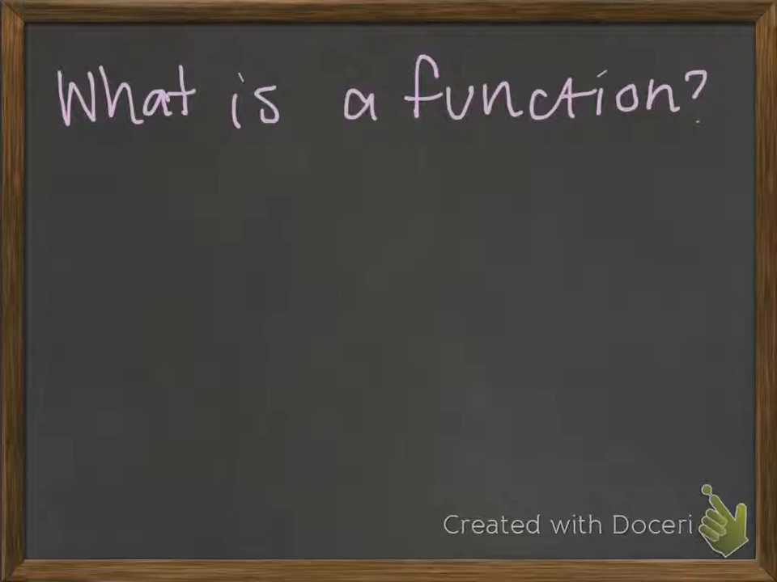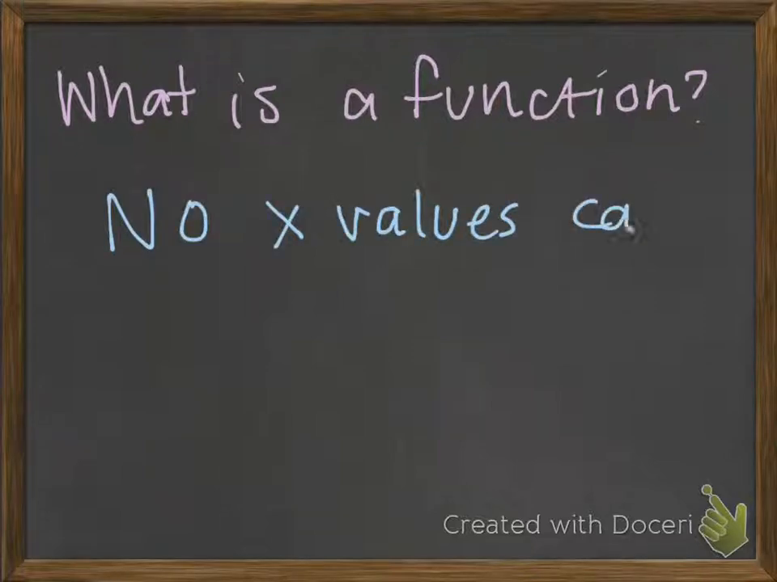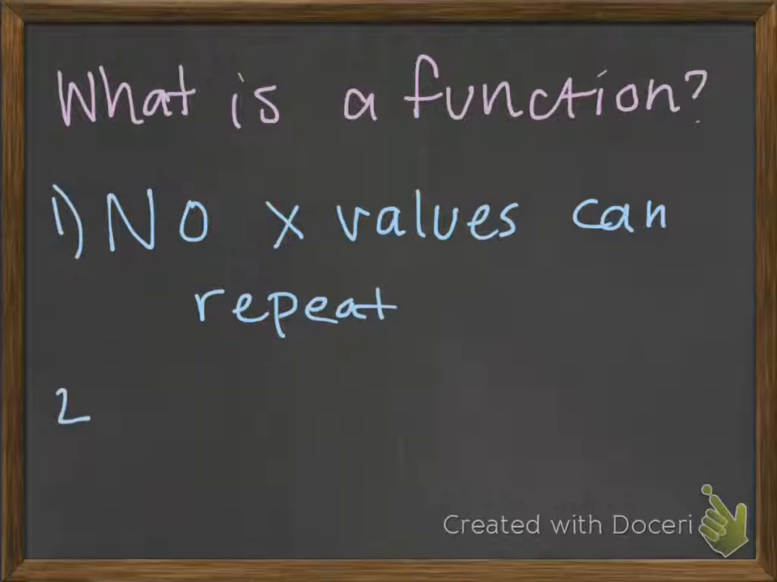So to determine if a relation is a function, no x values can repeat. And you can jot this down on the side of your paper. So no x values can repeat. And if you're looking at a graph, the graph must pass the vertical line test.